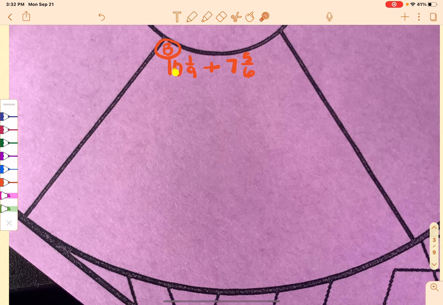Now, I am going to take both of these and make them improper fractions. So 9 times 10 is 90, plus 1 is 91. So 91 over 9. Now 6 times 7 is 42, plus the 5 on top is 47. So 47 over 6.